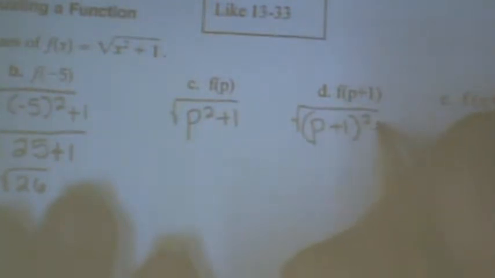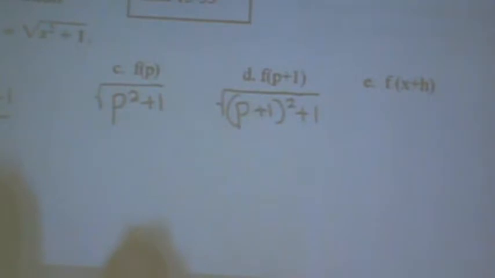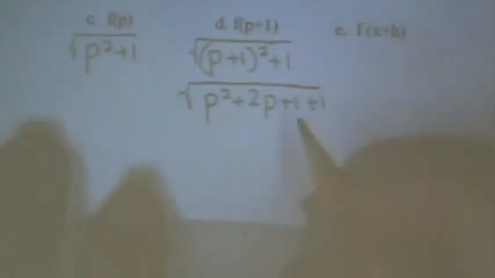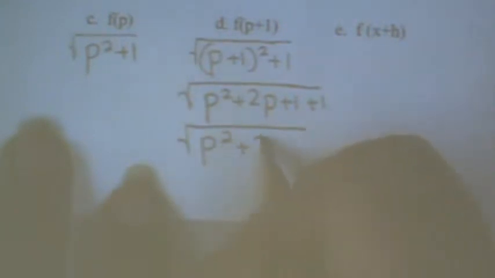P plus 1 squared, and then plus 1. Can we do anything to this more? Can we square P plus 1? What do you get when you square that? Plus 1 and then plus 1. So what's a nicer answer? P squared plus 2P plus 2. That'd be another answer. Simplify.